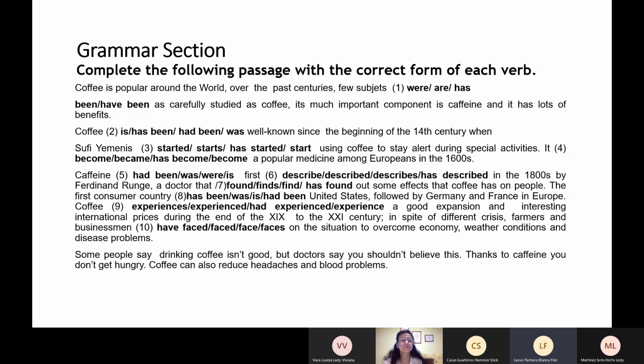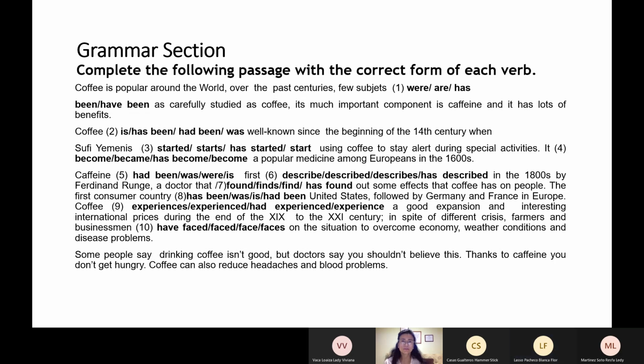Caffeine was first described in the 1800s. In the 80s. You say in the 80s. By Ferdinand Runge, a doctor that found out some effects that coffee has on people. The first consumer country had been United States. Had been or has been? United States exists or not? Yes, teacher, had been. Have or has?